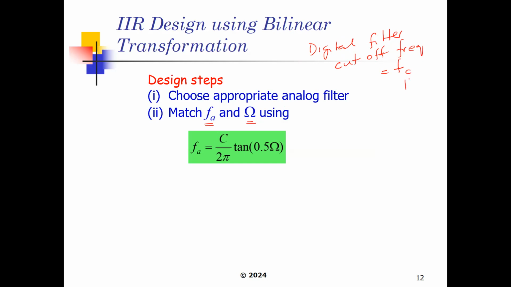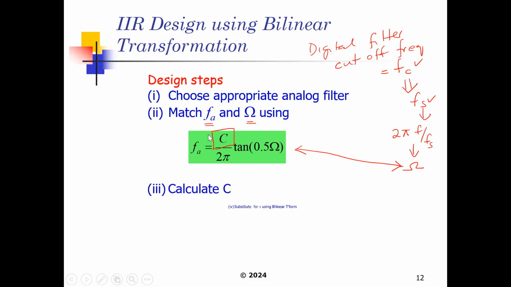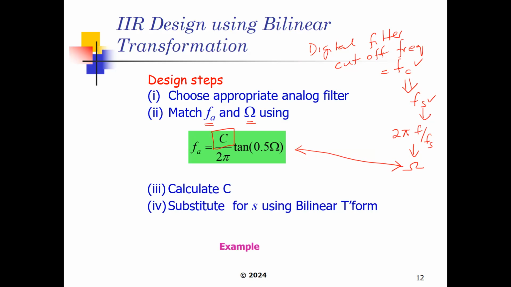What I want from FC, I have to get Fs, of course. From Fs, I get 2 pi F over Fs, which is omega, right? So I know this, I choose this, and I get omega. And then I am going to match FA and omega through this function and calculate C. Then I substitute for S using the bilinear transform. So let's see how that works in principle.